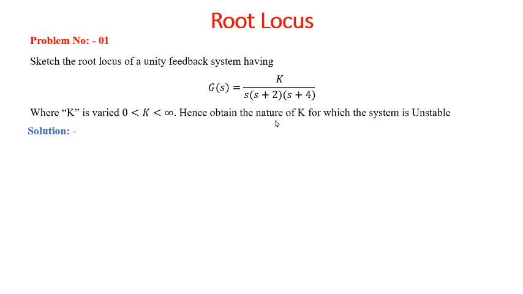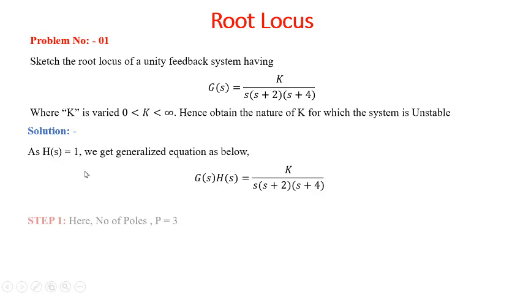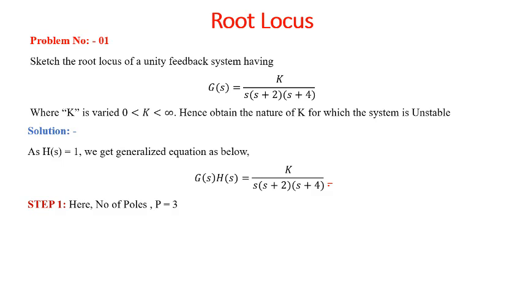Solution. As H(s) is equal to 1, because it is a unity feedback system, we get a generalized equation as below. So the generalized equation will be G(s)H(s) equal to K divided by s(s+2)(s+4). Step 1: here we have to equate the denominator term equal to 0.